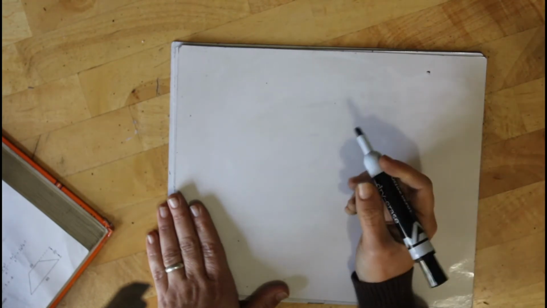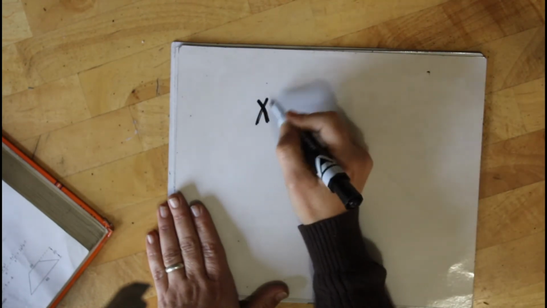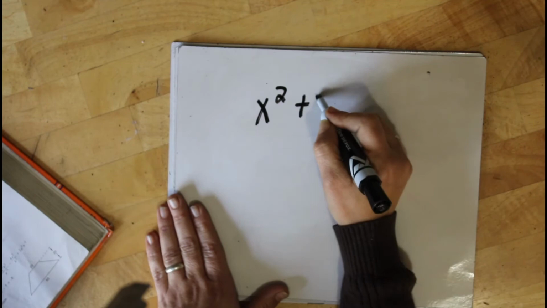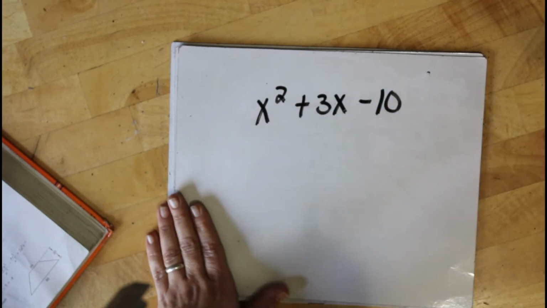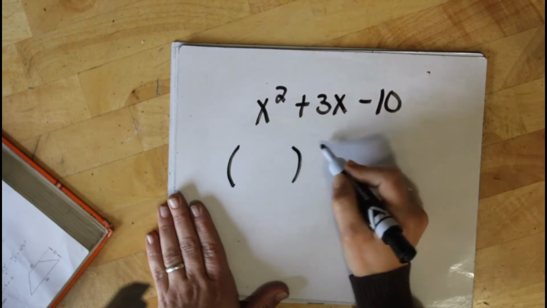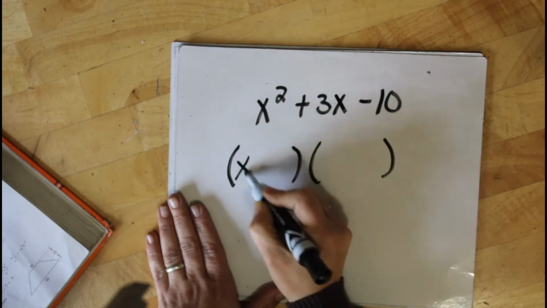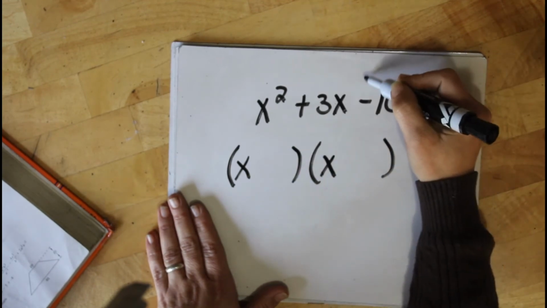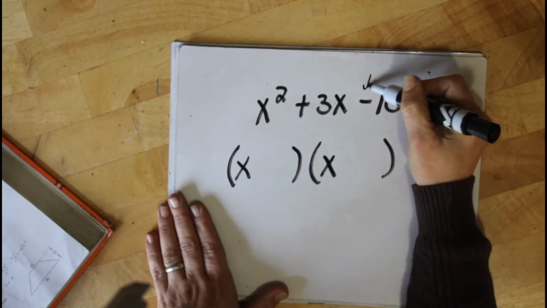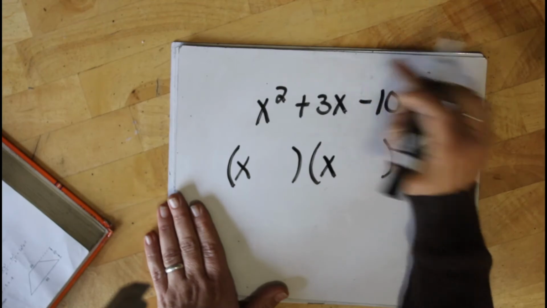All right, we'll try another one. X squared plus 3x minus 10. Okay. First step, draw your parentheses. Put in your x's. All right, now we're looking for two numbers, and we know one's going to be negative and one's going to be positive because that's a negative number right there.